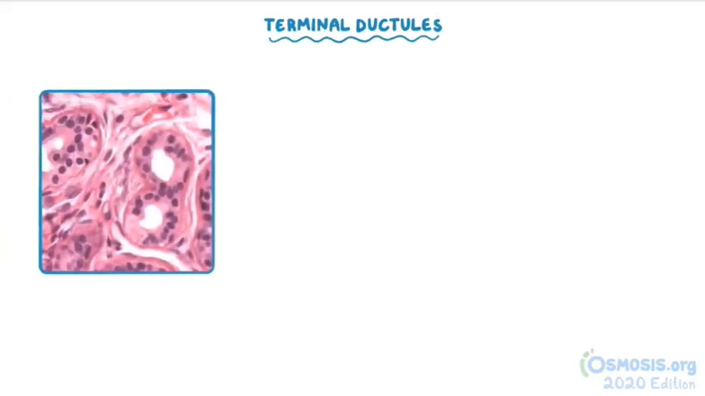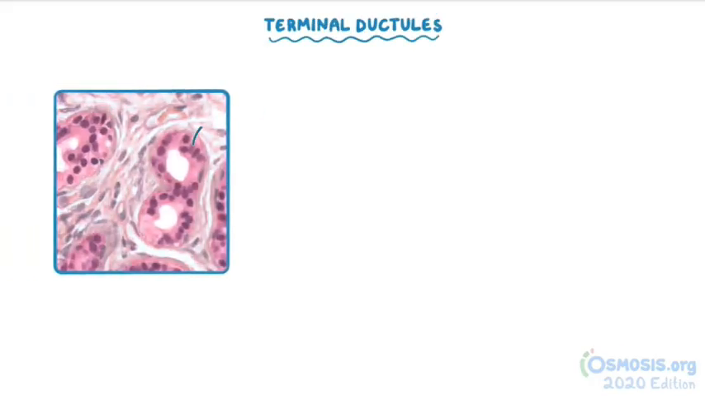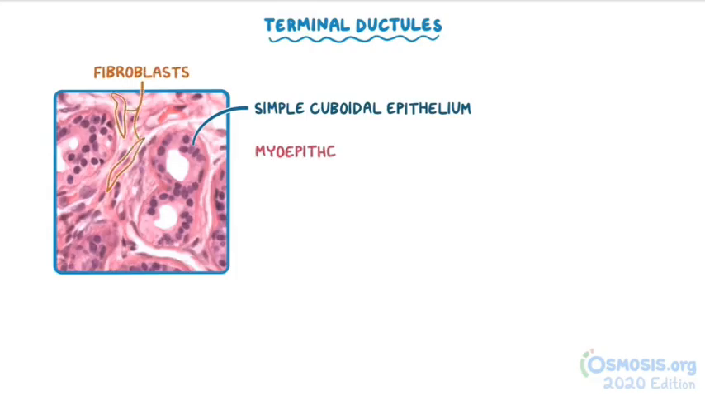The general structure of the terminal ductules is also still the same in resting mammary glands, with a simple cuboidal epithelium and a surrounding intralobular space that consists of connective tissue, fibroblasts, myoepithelial cells, and in this image, we can also see a small blood vessel present in the upper right.